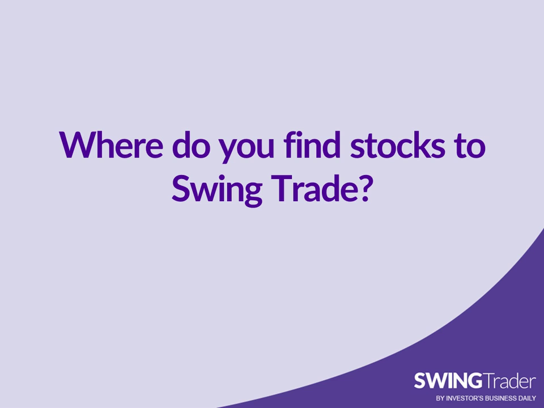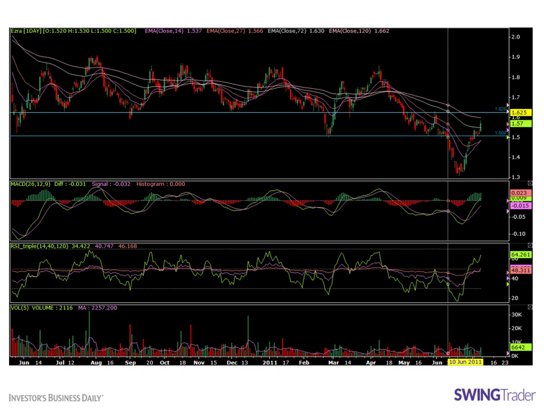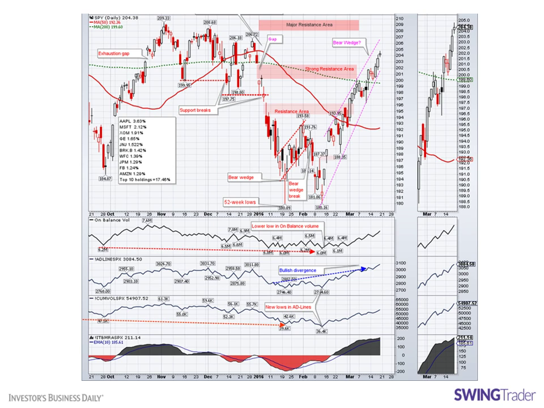So those are the strategies, but probably the hardest part of swing trading is finding stocks to swing trade. You find charts like this. There's a lot of competitors out there who have charts with all these different lines that converge or diverge, and you're looking for lines to cross. There is bullish divergence. There's AD lines. They're very, very complicated charts.